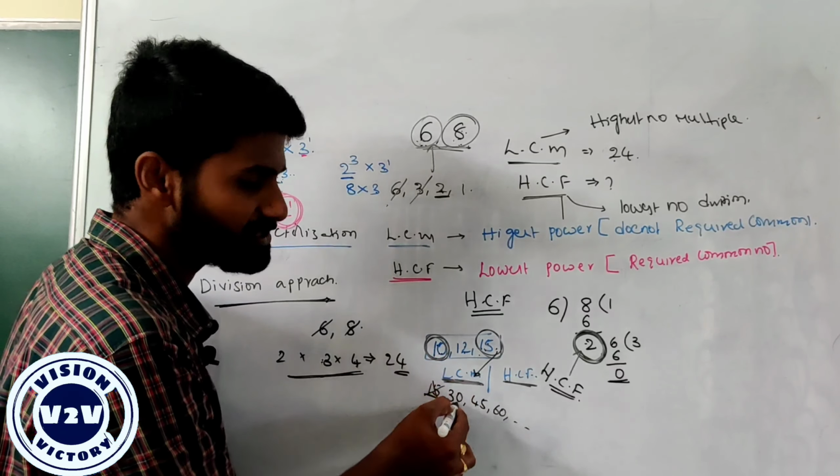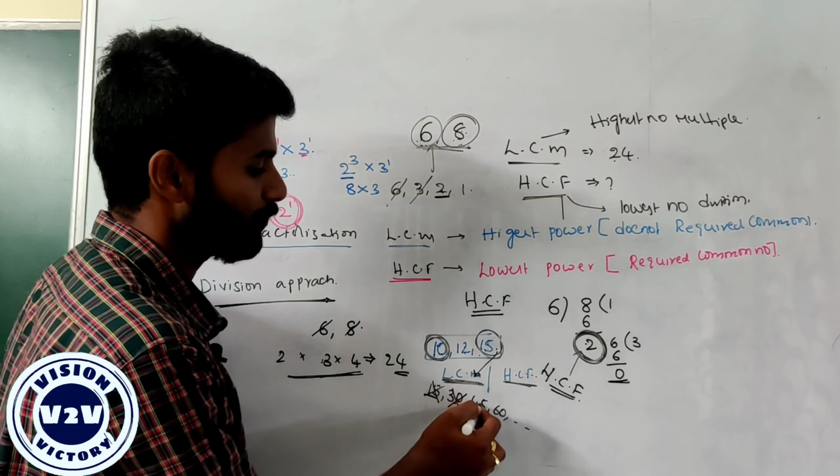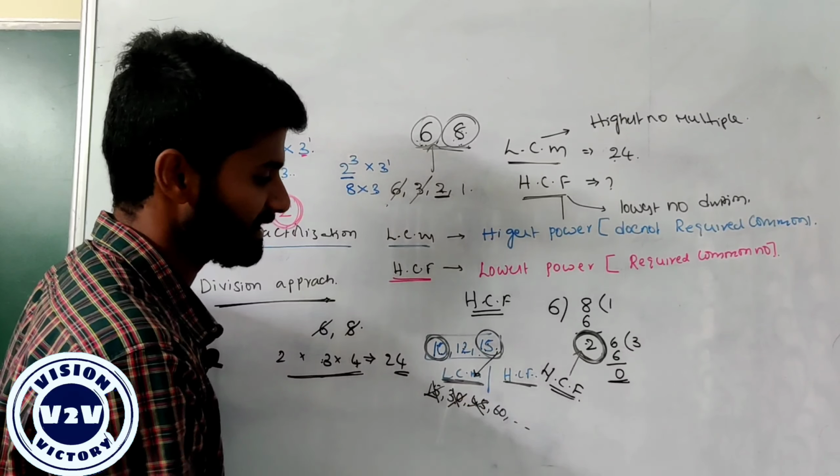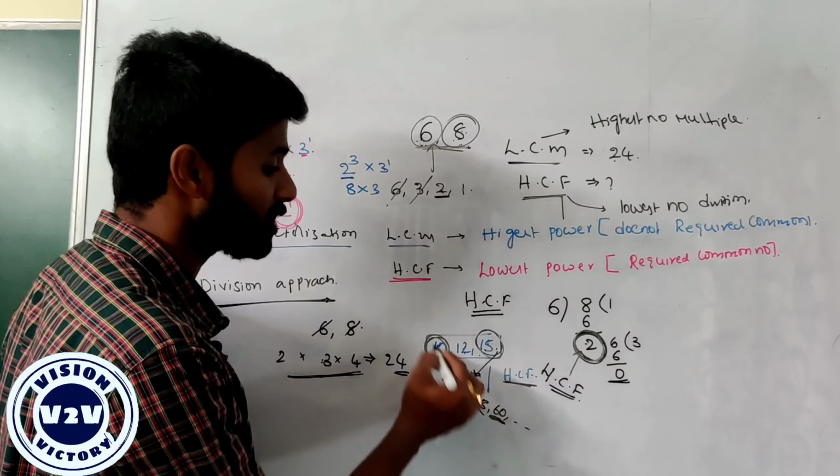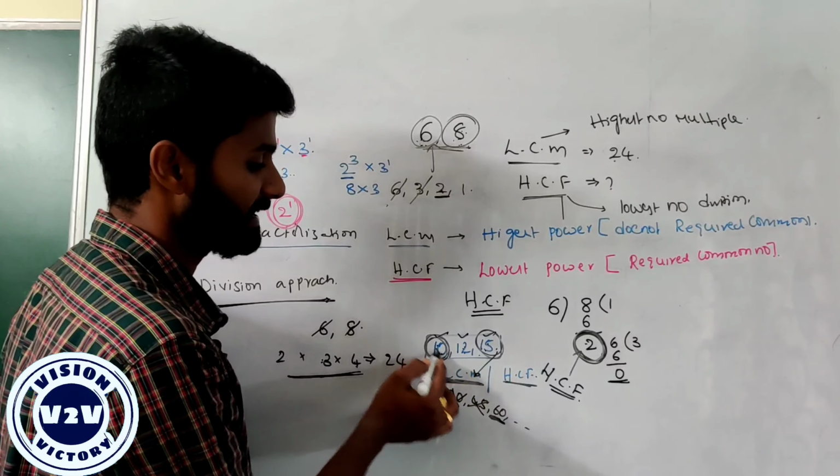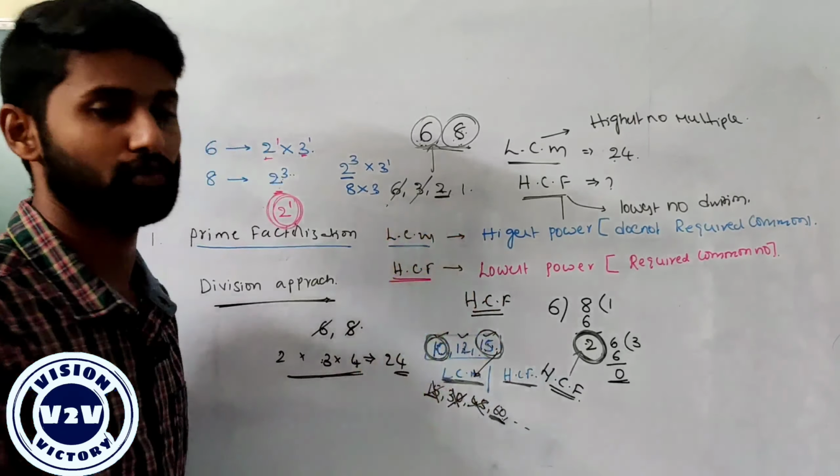30 is cancelled but 12 is not cancelled, that's why again it is eliminated. 45 is not divisible by 12, again eliminated. And 60 is the common multiple of 10, 12, 15. 10 sixes are 60, 12 fives are 60, 15 fours are 60.